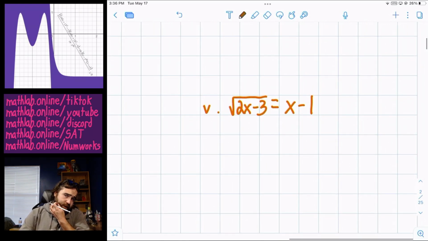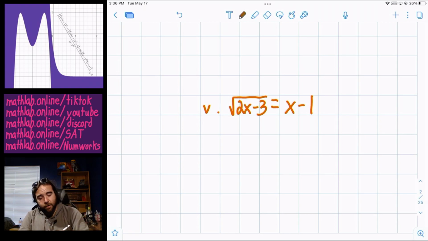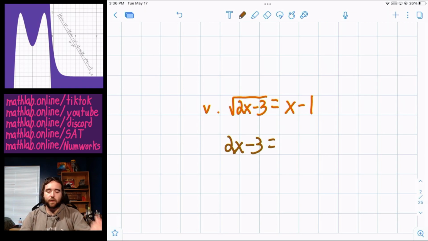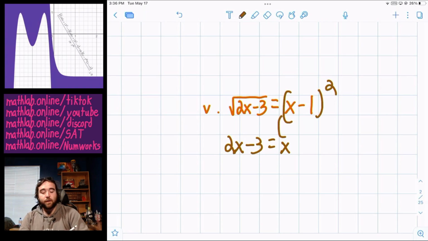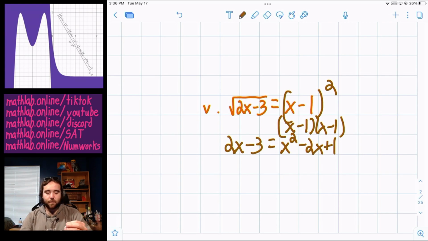Here we're going to square both sides, but it gets a little dirtier because the square root is already by itself. So it's not too bad. We just cancel out that square root. But then when we square the right side, remember x minus 1 squared is not x squared minus 1 squared. It's x minus 1 times x minus 1. So that's x squared minus 2x plus 1.